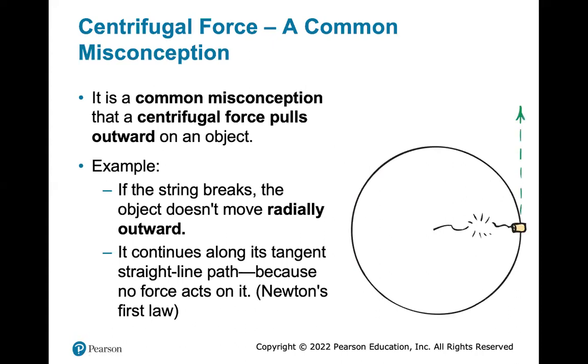It is a common misconception that a centrifugal force pulls outward on an object. If the string were to break while you're spinning this, the object doesn't move radially outward. It continues along a tangent straight line path because no force acts on it. That's Newton's first law.